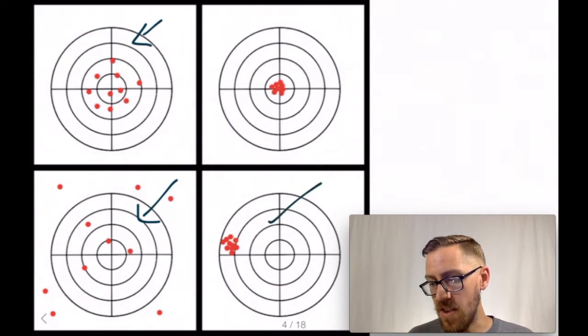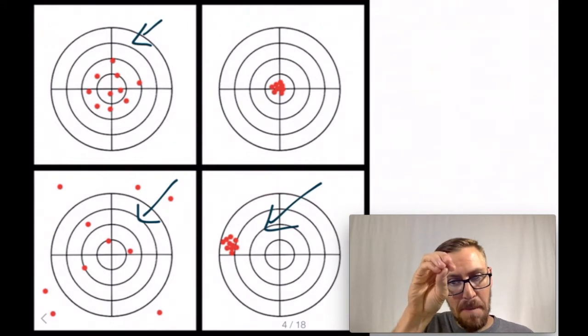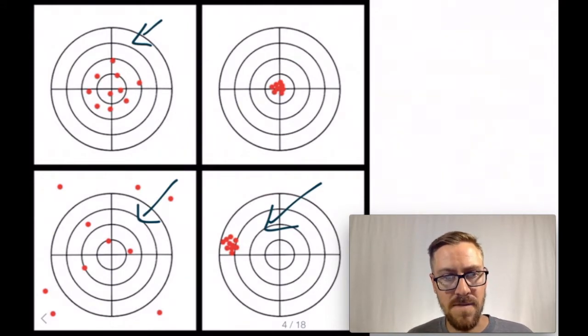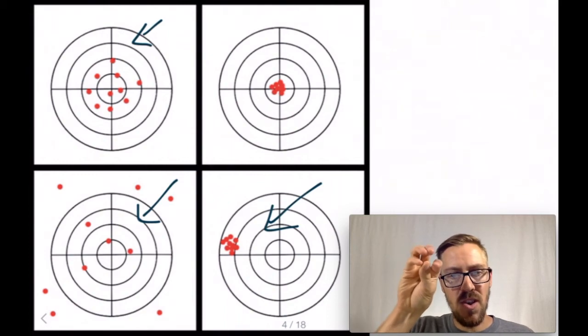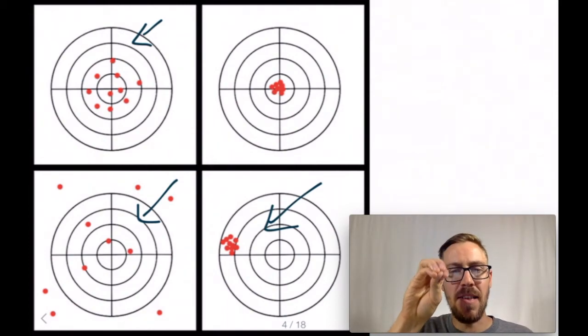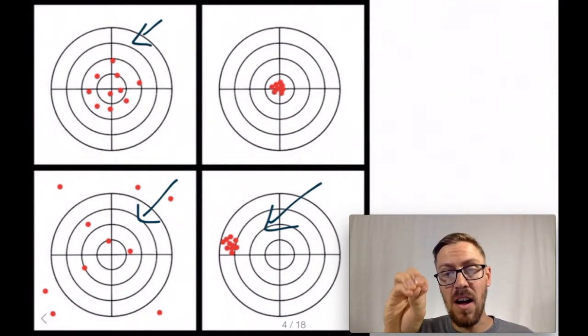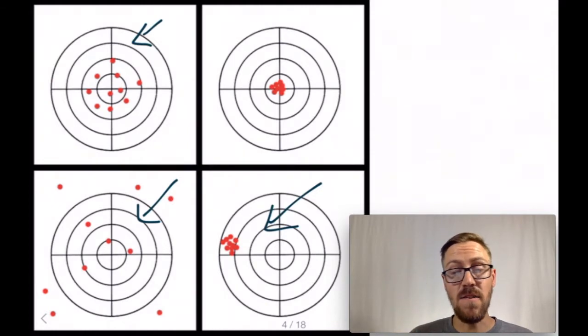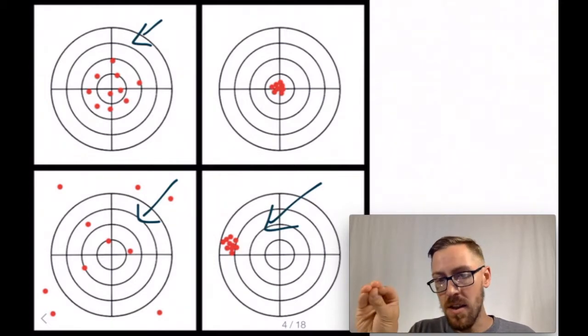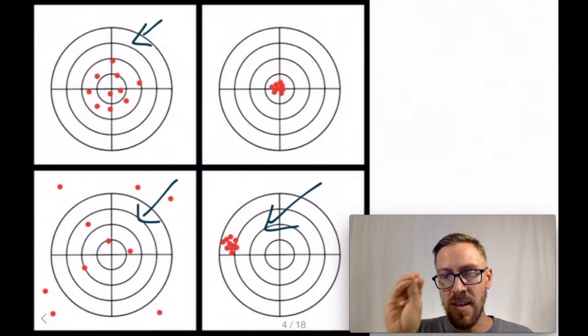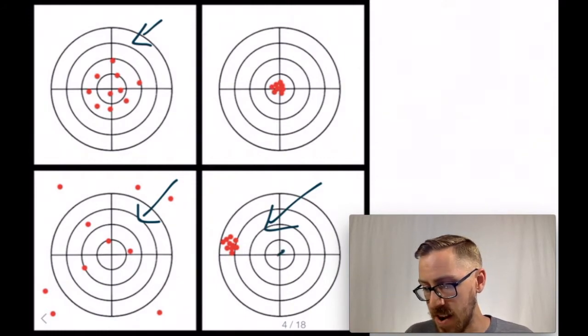This one here is kind of an odd one. Look how tightly packed those shots are. Those are really exact in their placement, but they're not close to the center of the target. So those would be precise, but not accurate. They're exact, but they're not close to the right true mark, which is here in the center.